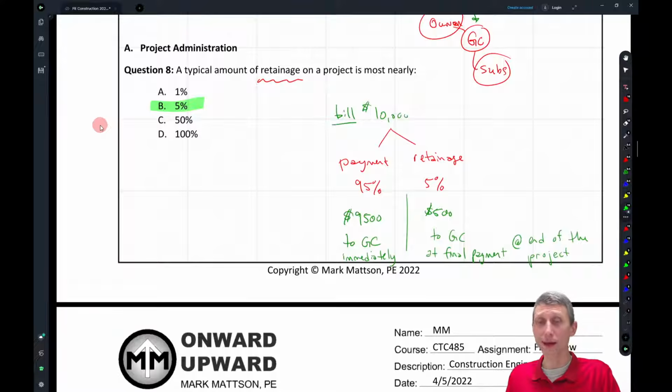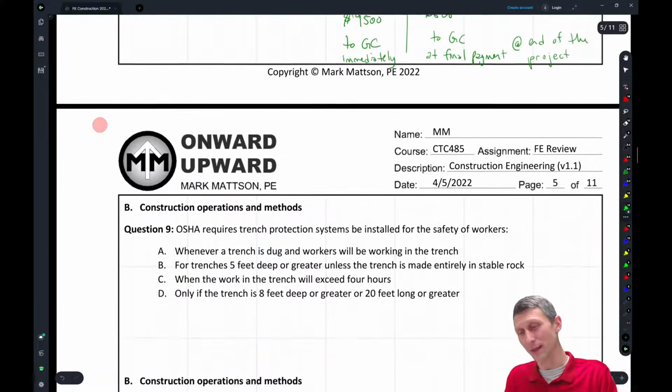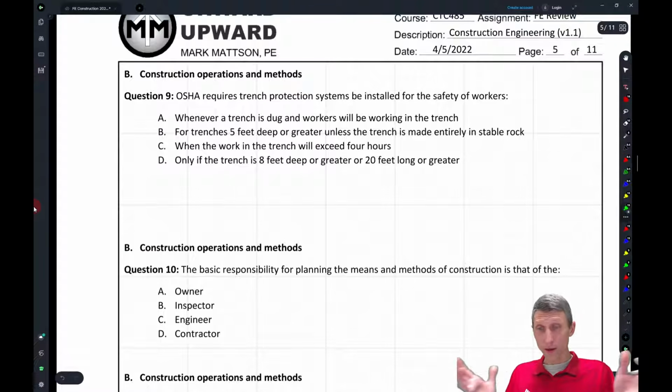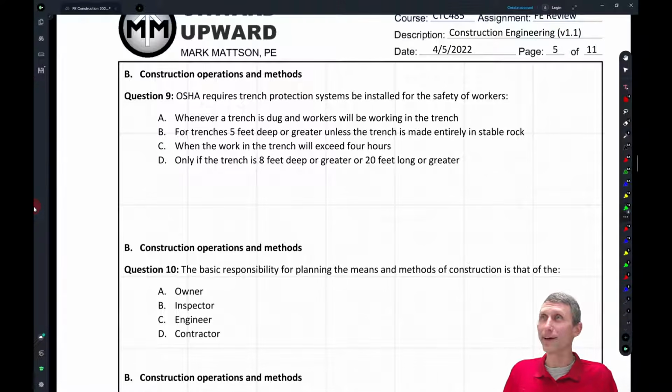So we're cooking here. We're already through question 8. Okay, and let's keep going. A couple more conceptual questions here, and then we'll start getting into numbers, and hopefully it'll be more fun. But who knows? Maybe this is fun for you. It's fun for me. So let's keep going.